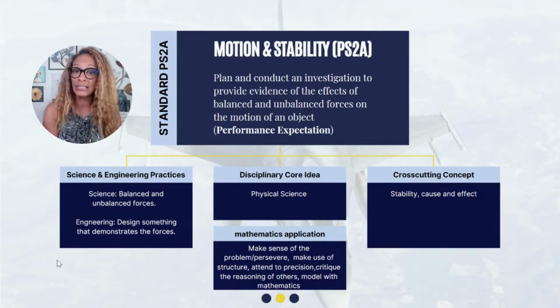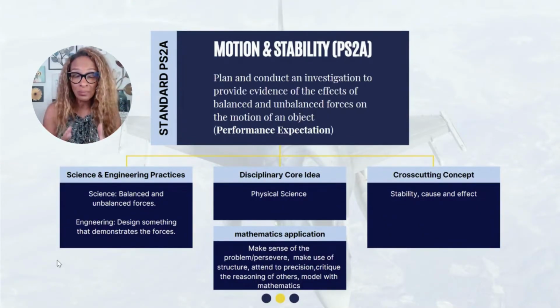So plan and conduct an investigation to provide evidence of the effect of balanced and unbalanced forces on the motion of an object. Then we have these science and engineering practices. So the science is balanced and unbalanced forces. That's the natural world. And then you have the engineering design. So design something that actually demonstrates the forces. That's the full integration.